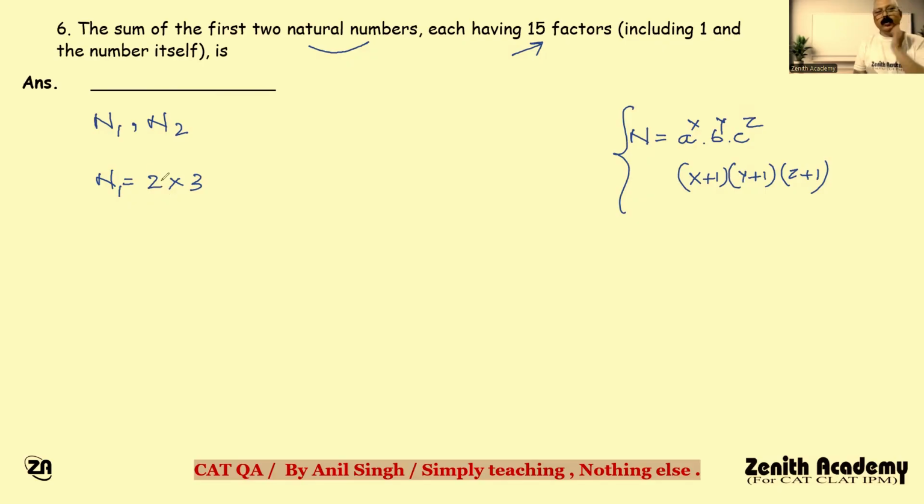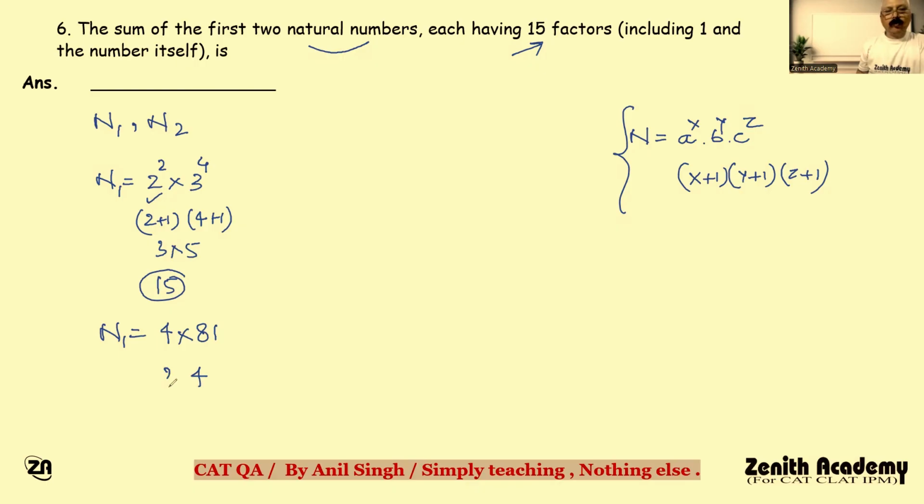If I take 2 to the power 2 and 3 to the power 4, then 2 plus 1 and 4 plus 1, 3 into 5, is the total number of factors, 15. So in this scenario, n1 is 2 to the power 2, which is 4, and 3 to the power 4, which is 81.